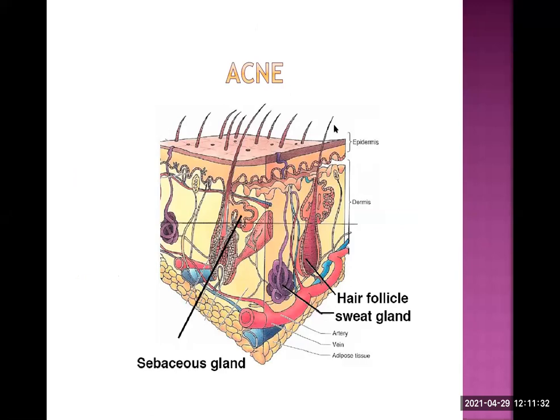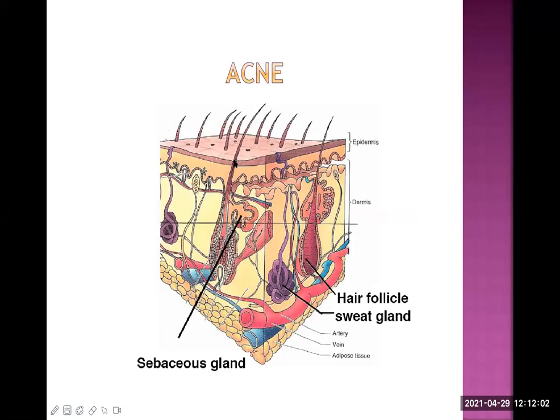Now, what is this pilosebaceous unit? Have a look at this picture. This is the hair follicle. You can clearly see here, this is the root of the hair follicle. And here is the sebaceous gland, which is opened. Sebaceous gland secretion comes out from the same opening as the hair follicle or the hair. And in this condition, this opening is blocked.